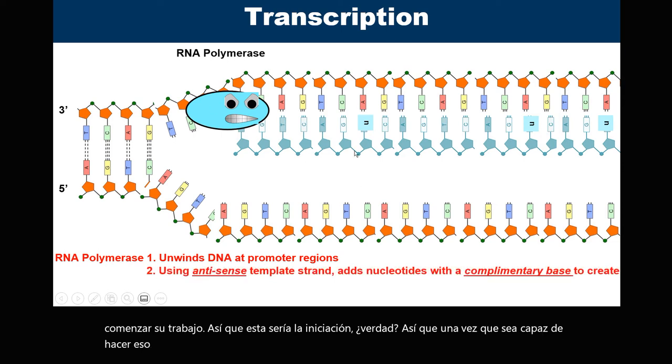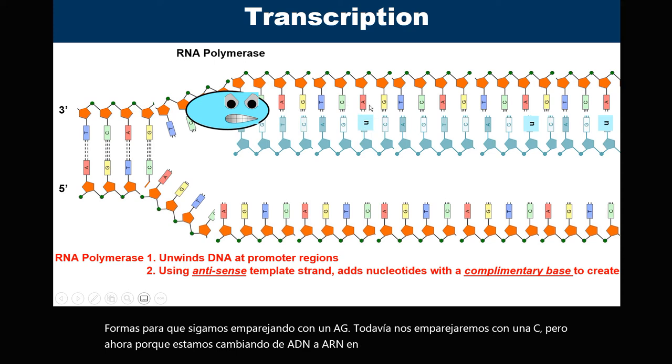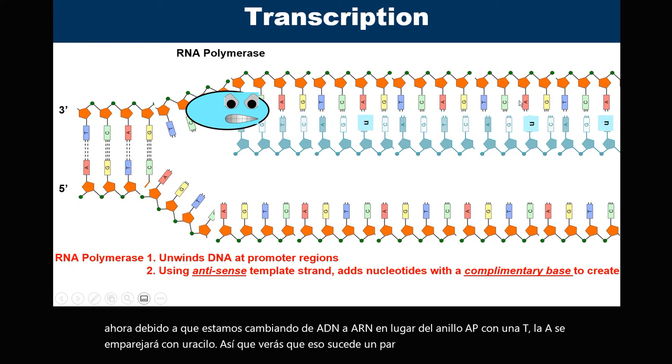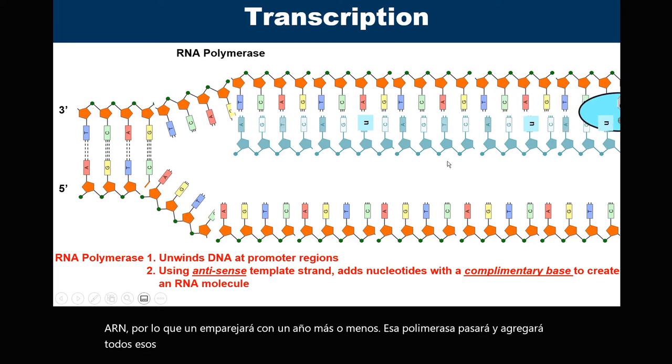We're using, again, that antisense template strand, and we're adding nucleotides, and not just any old nucleotides. We're adding them with a complementary base. So the T will still pair with an A, G will still pair with a C, but now because we're switching from DNA to RNA, instead of the A pairing with a T, the A is going to pair with a uracil. So you'll see that happening a couple times. There is no T in RNA, so that A will pair with a uracil. So that polymerase will go through and add all of those little nucleotides in there to create an mRNA polymer.